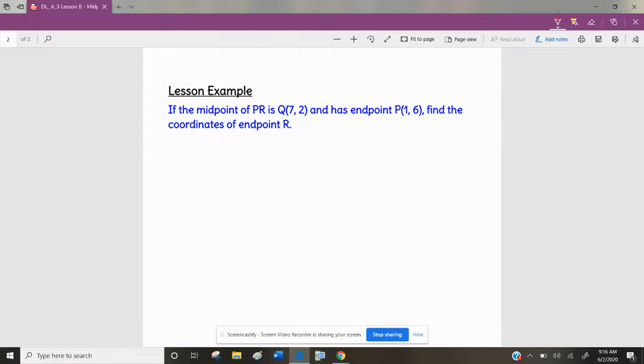So if the midpoint of PR, and I'm going to draw a segment to visualize this here, PR has an endpoint P of 1, 6, and we don't know what R is. That's what we're looking for. And we know that the midpoint, Q, has coordinates of 7, 2. So you could think of this in terms of a number line also. That's another way to think about this.